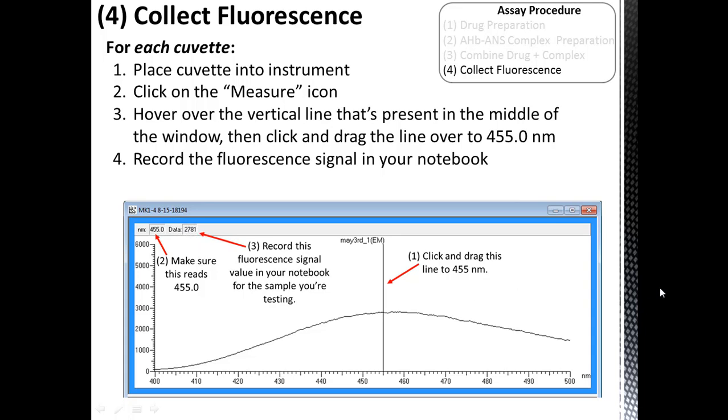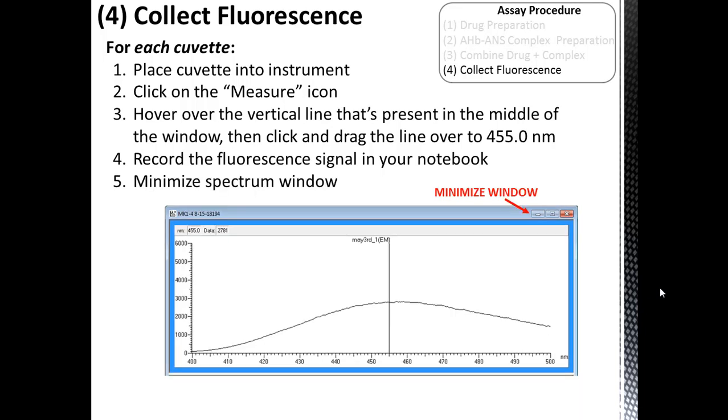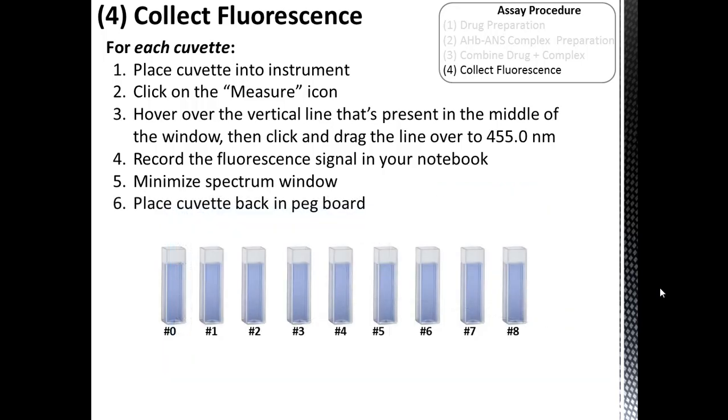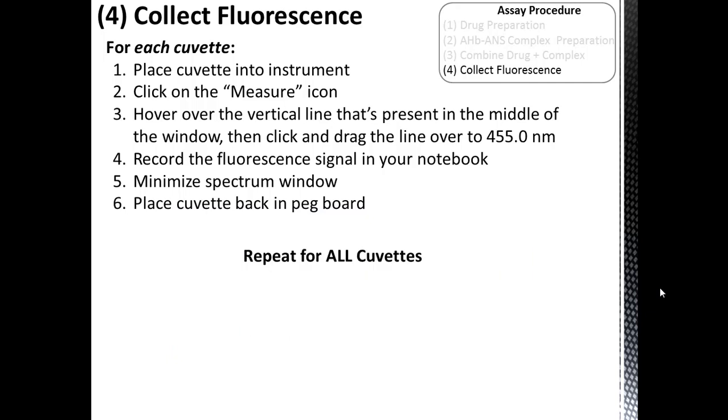Once you've done that, it's important that you then minimize the window, because this will bring you back up to that measure icon so you can take your next sample. And then you just put your cuvette right back into your pegboard and move on to the next one and repeat this measurement process for each of your cuvettes. Make sure you've written down the signal for each cuvette and the correct cuvette each time.